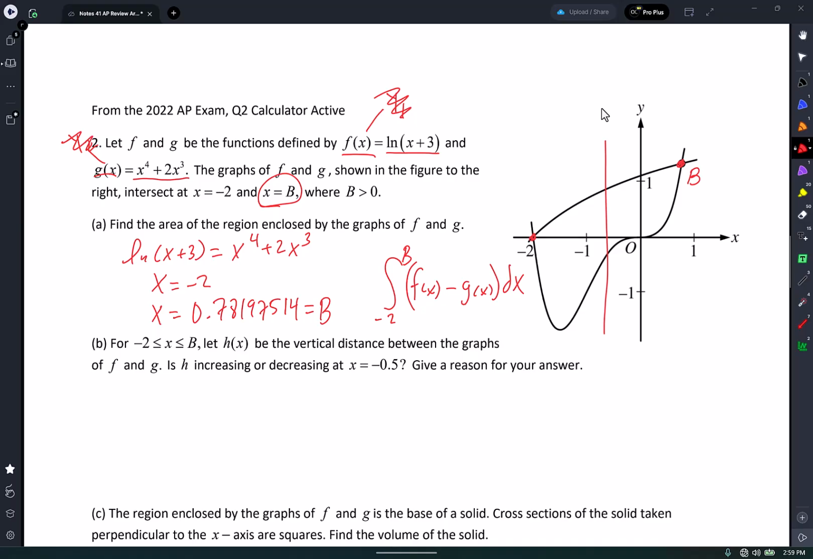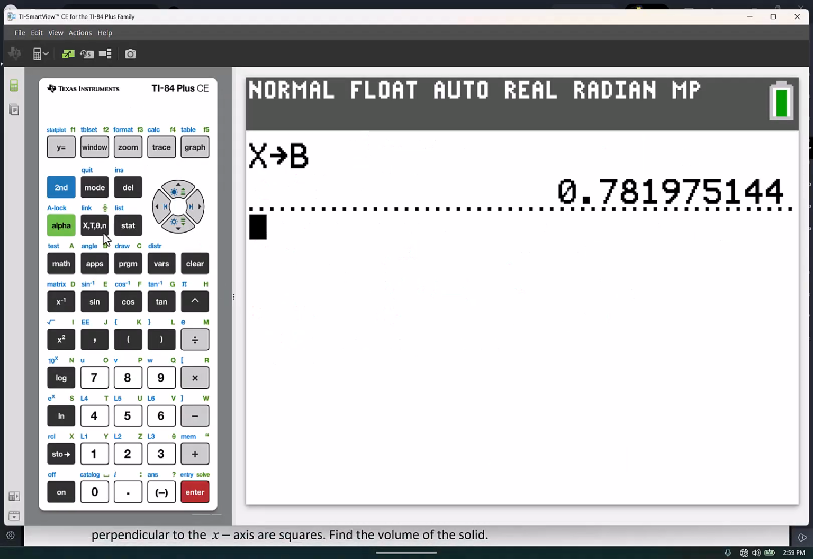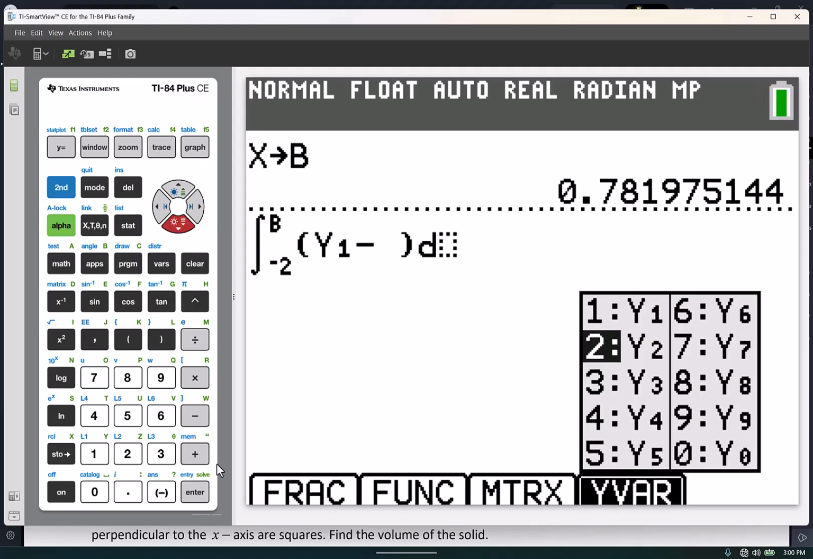The answer can be truncated. But the B, put all the digits like that. Well, preferably. You're probably fine with 3 digits after the decimal. But you should probably write it all out. All right, here we go. Math 9. Was it -2? -2, alpha B. And I have it in y1, the f. So alpha trace y1 minus alpha trace y2.